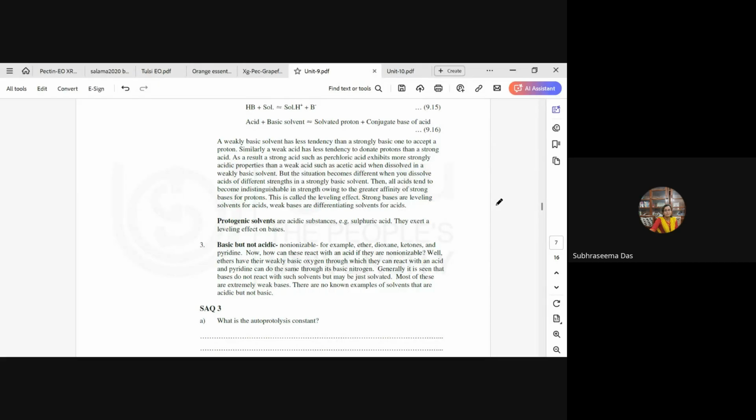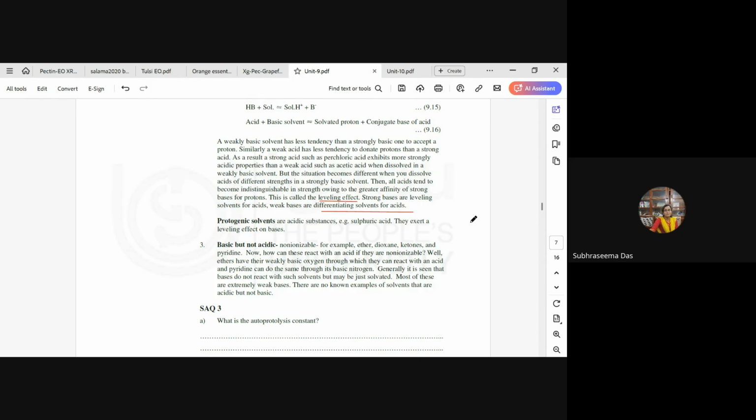Acids differ in their strength when they are put in different types of solvents, and such difference in strength occurs because of their affinity to the bases, or their affinity to the solvent. This is called the leveling effect. Strong bases are leveling solvents for acids. Weak bases are differentiating solvents for acids. So this is one important piece of information to always remember.